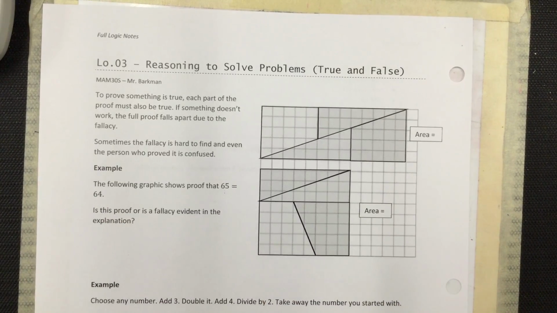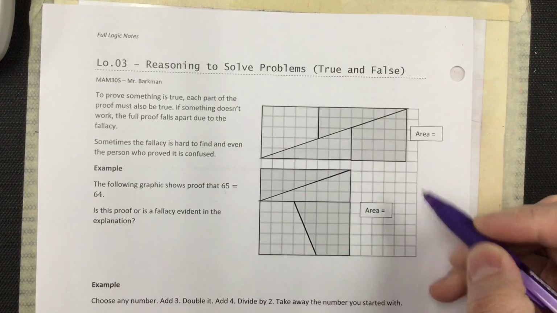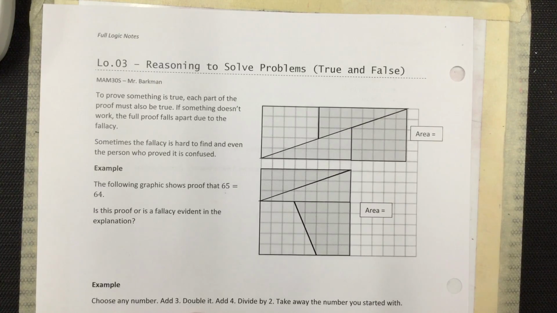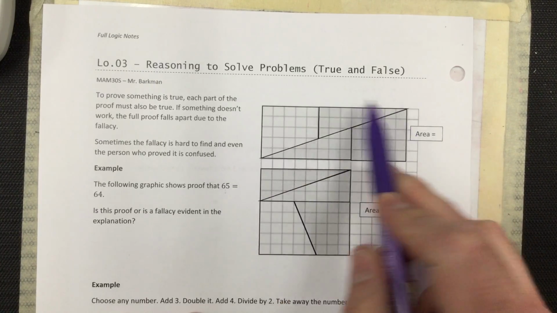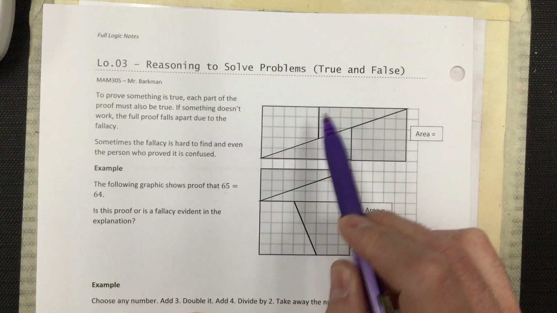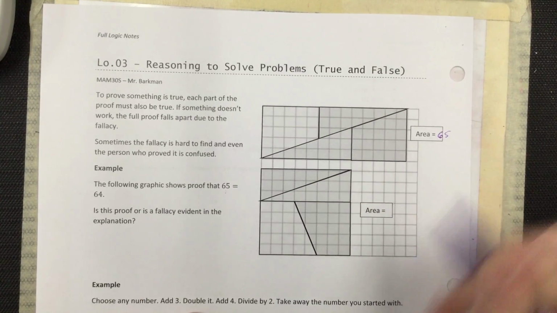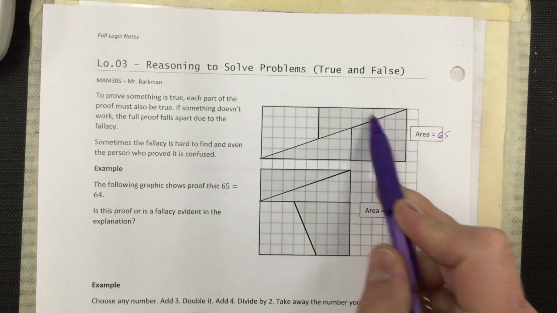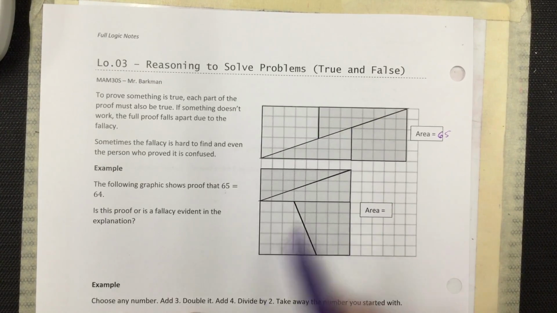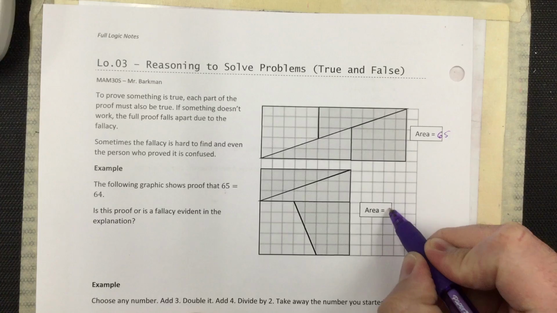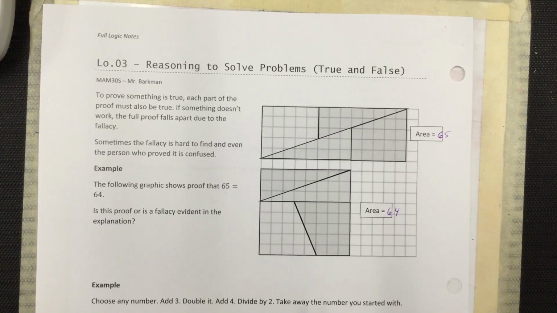They're completely different numbers. But if we were to look at this graphic right here and find the area of this rectangle, which is made up by these four shapes, we get an area of 65 square units. We take the same four shapes, rearrange them into a square that has an area of 64 square units. Now, is this a proof, or is there some fallacy in there?